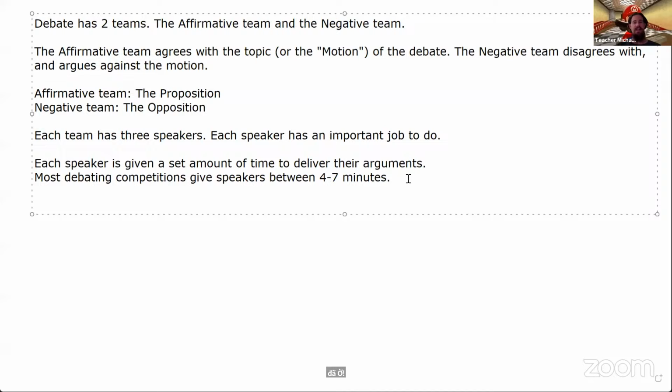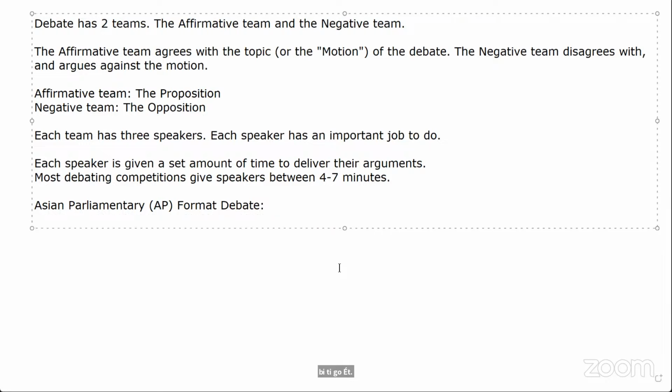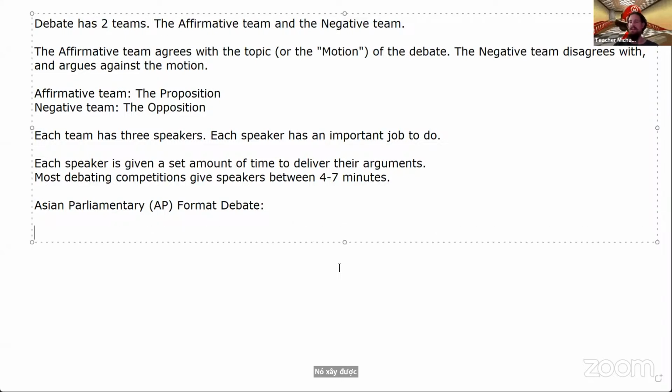Okay, so the next thing that I want to talk about with you guys is Asian Parliamentary or AP format debate. So AP format debate is probably the most popular format of debate in competitions. And the good thing is that everything you guys have told me fits within the rules of AP debate. So we have two teams.